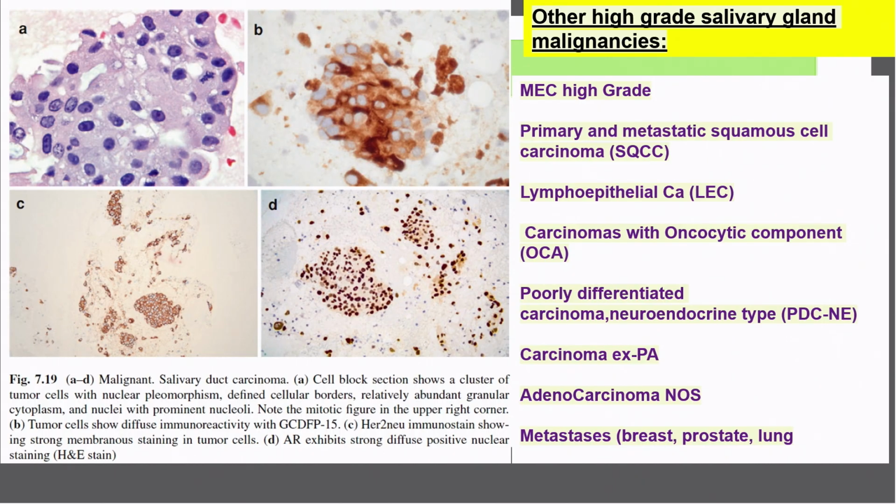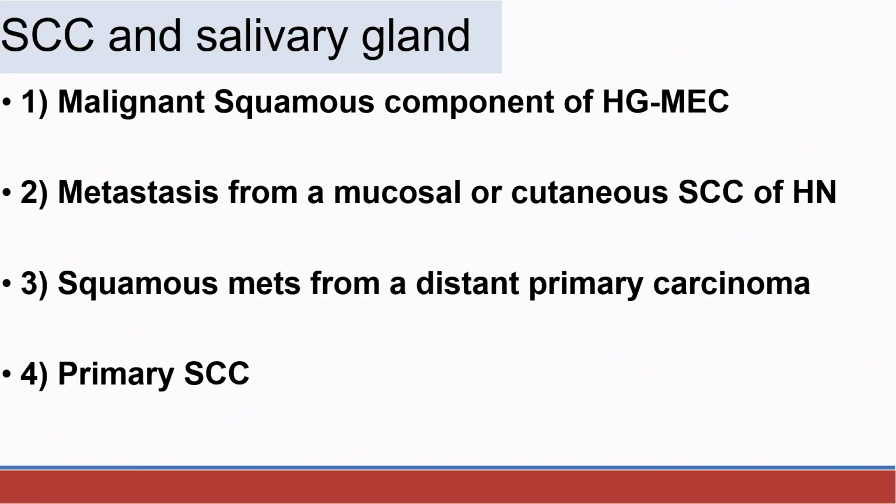Carcinoma ex pleomorphic adenoma, in which we have the chondromyxoid stromal component, but the epithelial malignant component of an entity, so a mixed component. Adenocarcinoma NOS is a diagnosis of exclusion; we often try to locate the entity into a specific diagnosis, and metastasis. I would like to briefly mention squamous cell carcinoma in the salivary gland.